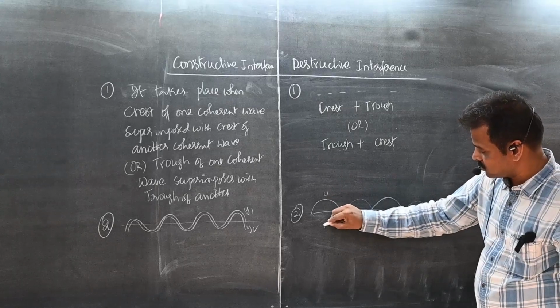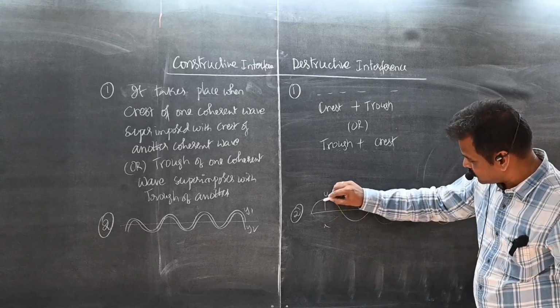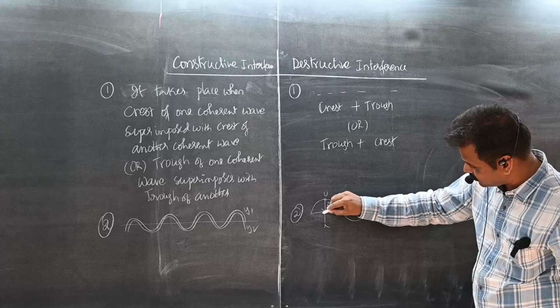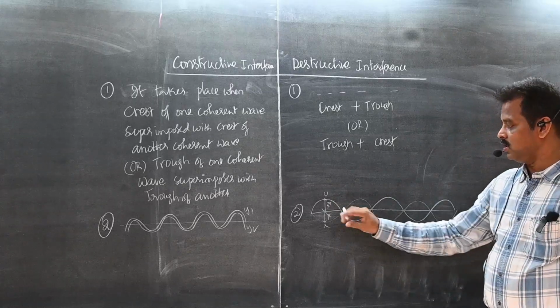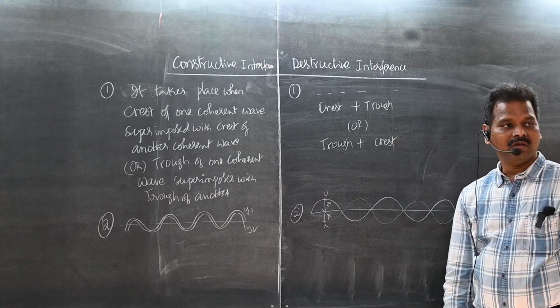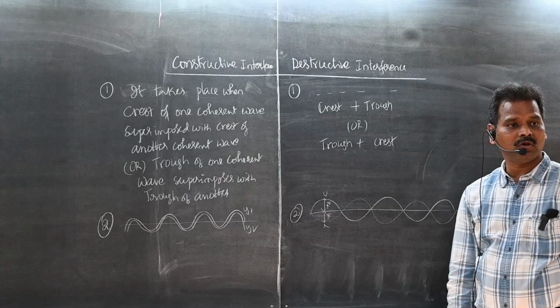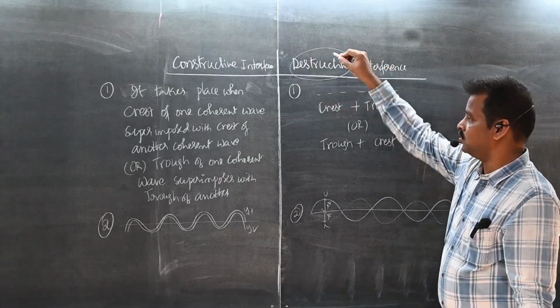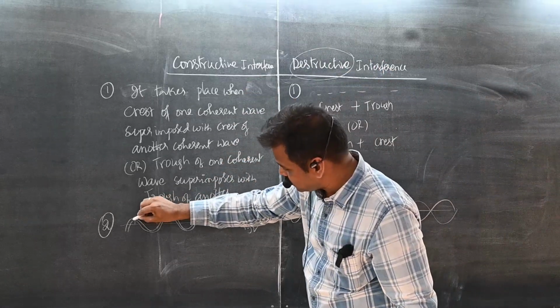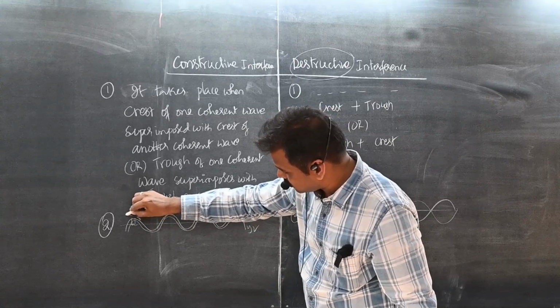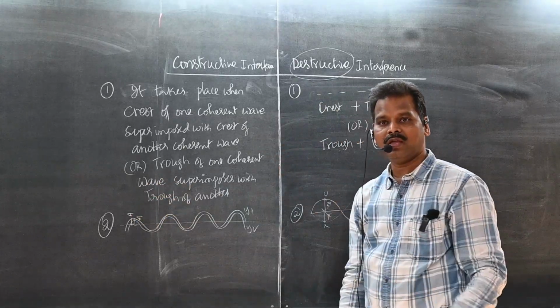This is crest, this is trough. This amplitude is plus A, this amplitude is minus A. So what is the total amplitude? 0. The amplitude 0 means intensity 0. That is called destructive. Constructive only, this amplitude A, this amplitude also A, total amplitude 2A.